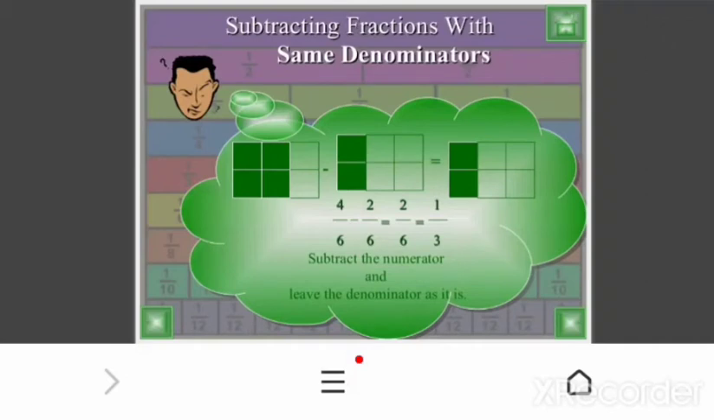So children, just see, 4/6 minus 2/6, both are like fractions. So what will you do? Subtract the numerators simply, that is 4 minus 2 is equal to 2, and write the common denominator, that is 6, so 2/6, convert into the lowest term, that is equal to 1/3. So certainly, subtract the numerators and leave the denominator as it is to get the answer.